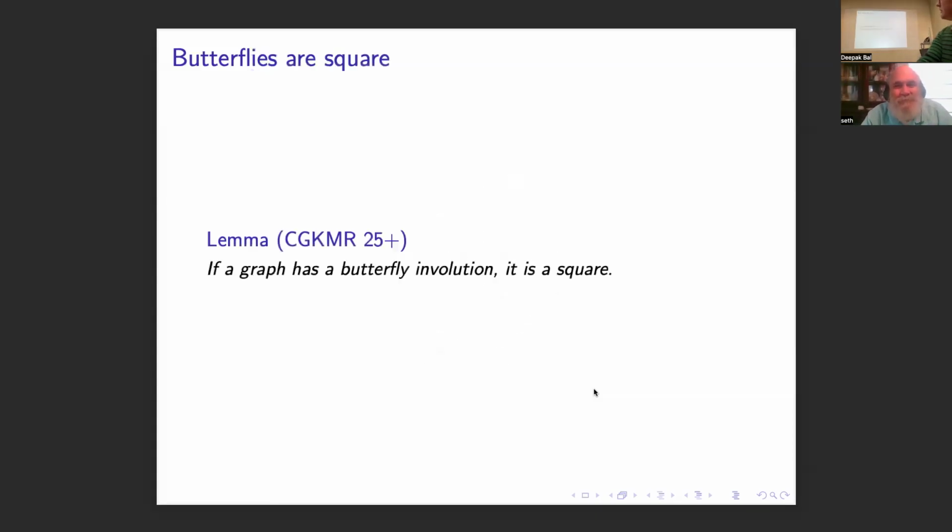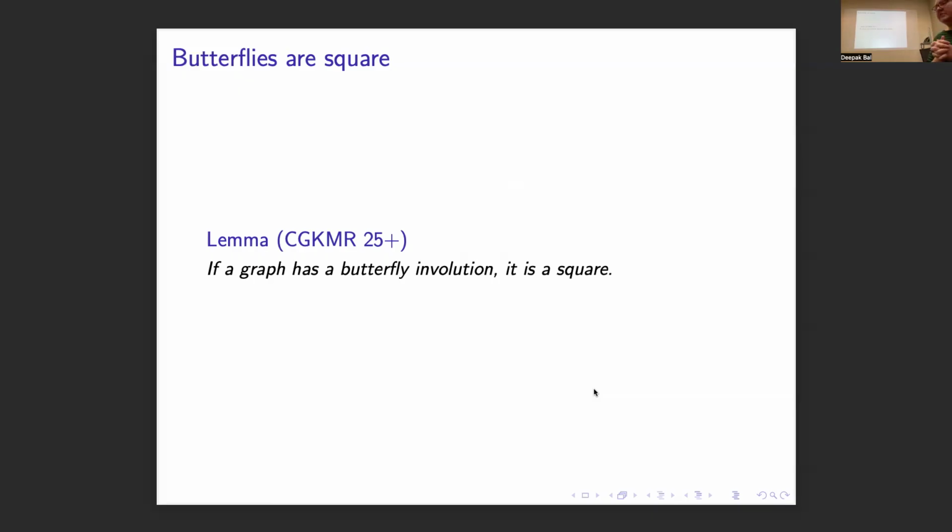And then I wonder what the next slide is. Right. And so here's the lemma. We've defined a thing called a butterfly involution and say it's a square. Now, what kind of involution is it? It's an involution where some of the vertices are mapped to themselves. Those are like the body of the butterfly. And then the others are left ones mapped to the right and right ones mapped to the left. So it's an automorphism, and it's an involution because if you go left, right, and then you go right, left again, you're back where you started.